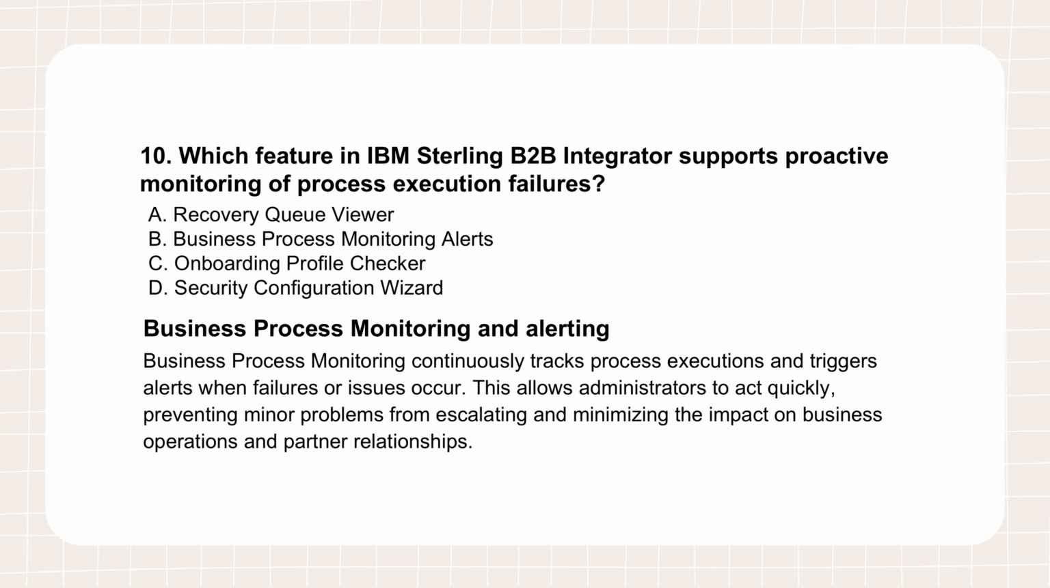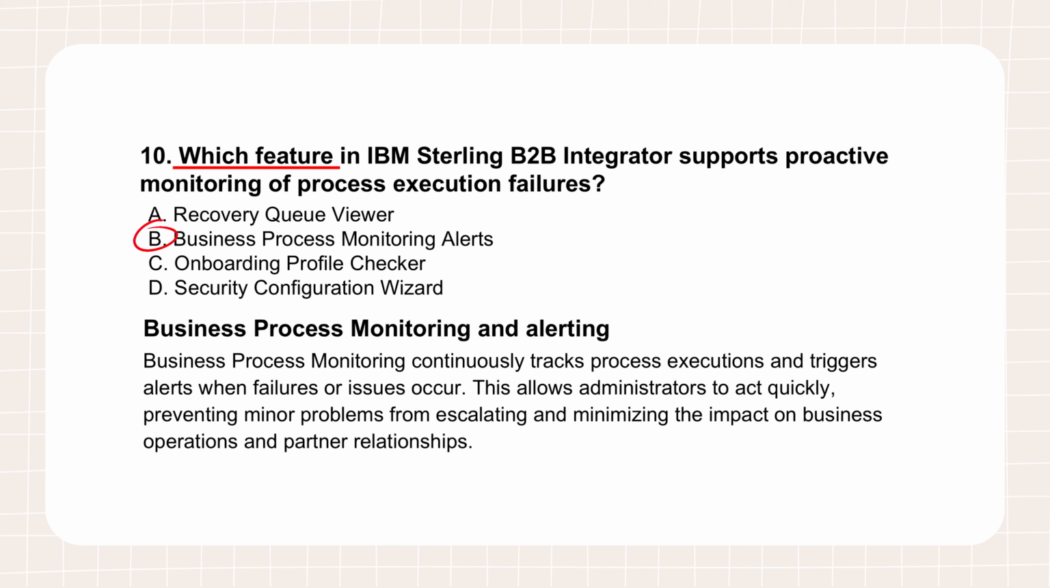Cool. Okay, last one, question 10. This is about knowing when things go wrong quickly. It asks which feature in BDB Integrator supports proactive monitoring of process failures. The answer is B, business process monitoring alerts. How do these alerts help keep things stable? Think of business process monitoring, or BPM, as a system that's constantly watching your automated integration processes run. The alerts part is key for being proactive.